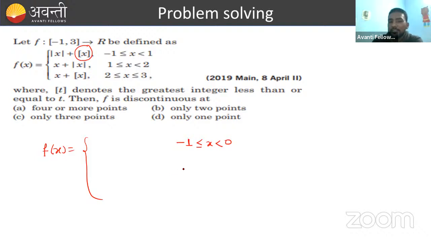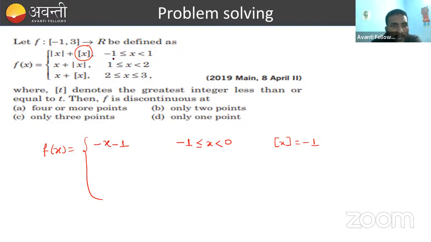So I was just explaining this question. This is the first question. From -1 to 0, the greatest integer function value is -1, and this is mod x. If the value is negative, then mod x will open with -x only. So I can write it like this: -x - 1.